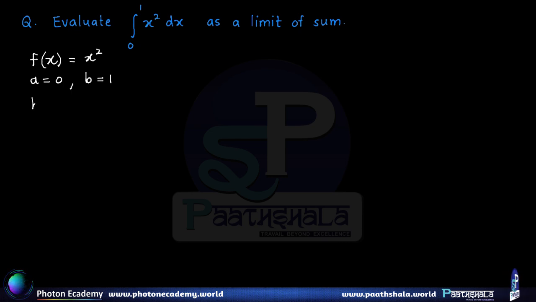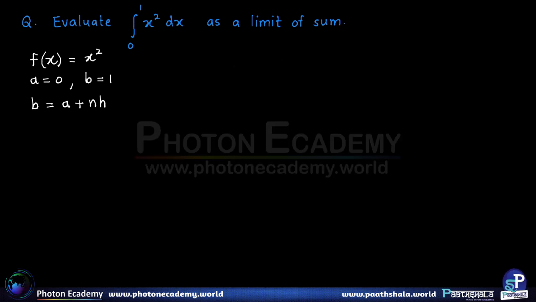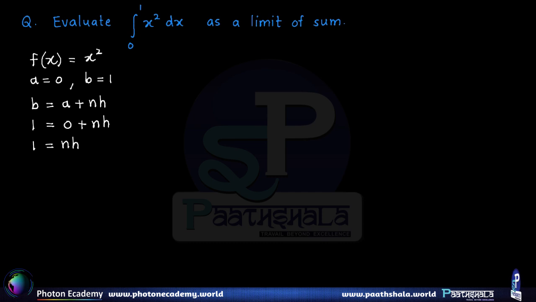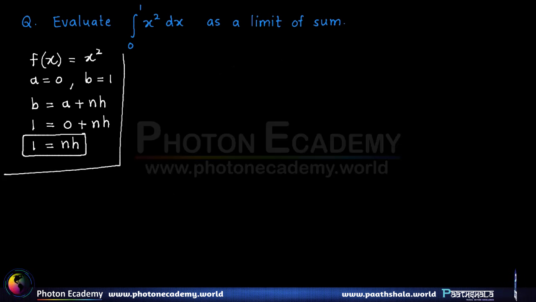Now if you observe, in the original process we have b is equal to a plus nh, isn't it? Because we are dividing it into n equal parts having the width of h each. So here in this case we will write b, that is 1, is equal to 0 plus nh because a is 0. So basically that gives us 1 is equal to nh. So here we have got one important relation between n and h which will be used while we evaluate the limit.